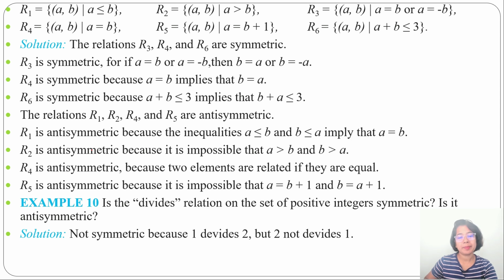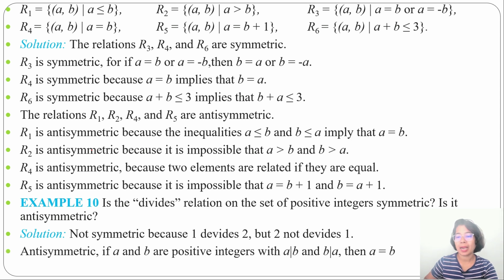It is not symmetric, but it can be antisymmetric. If A divides B and B divides A, then A equals B. Else, if (A,B) is present, then (B,A) is impossible. So the divide relation is antisymmetric but not symmetric.